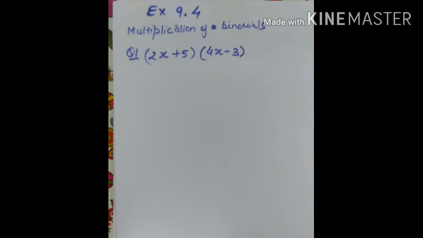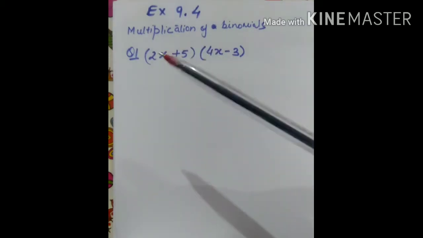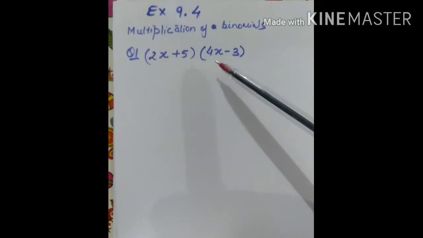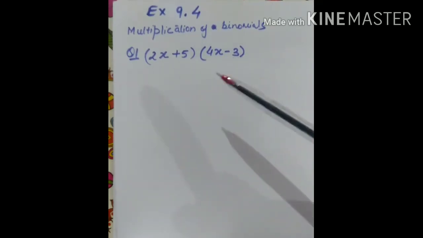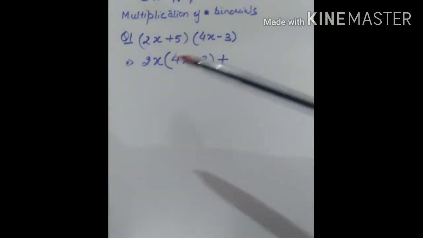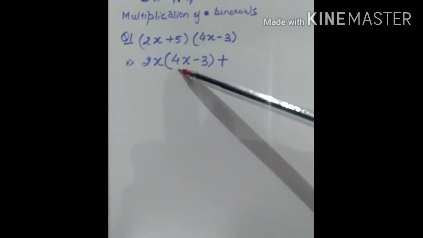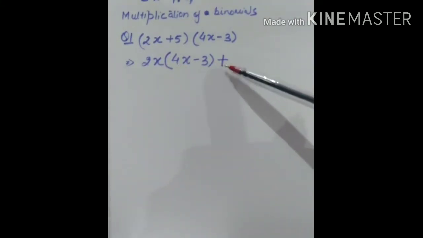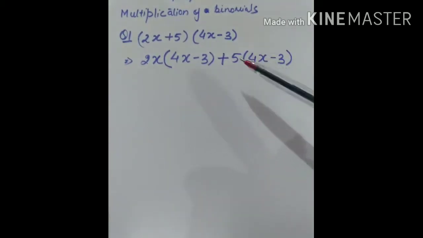2x plus 5 is multiplied by 4x minus 3. Now here, while multiplying, we will have to take one term at a time. With this 2x, first we will multiply 4x minus 3, and then with this 5 we will multiply 4x minus 3. So one by one we will multiply it. This is 2x multiplied by 4x minus 3, plus 5 into 4x minus 3.